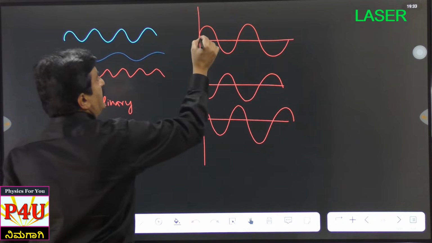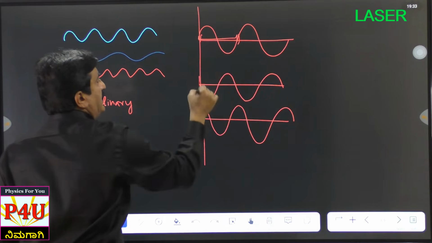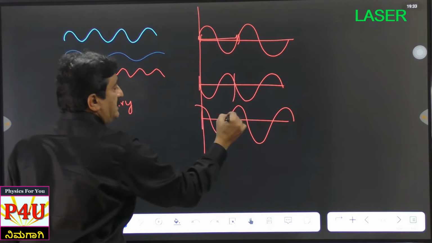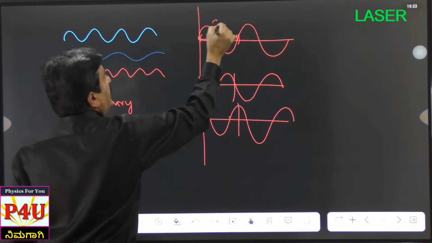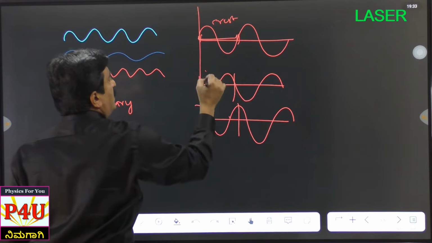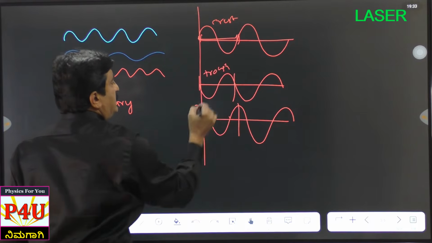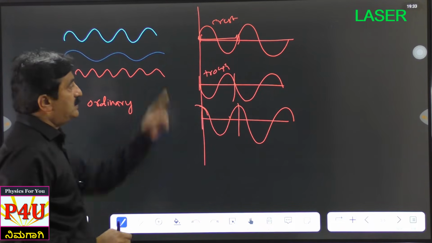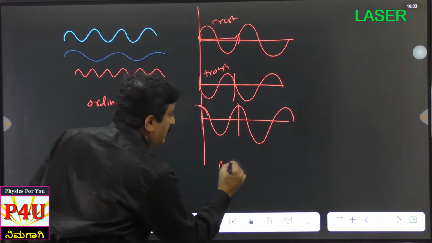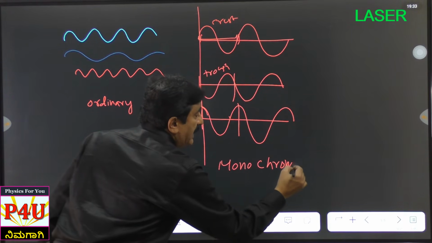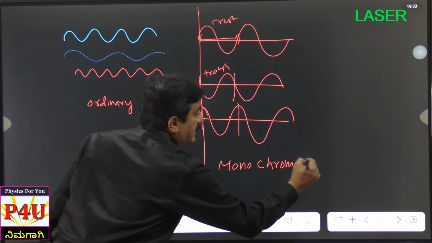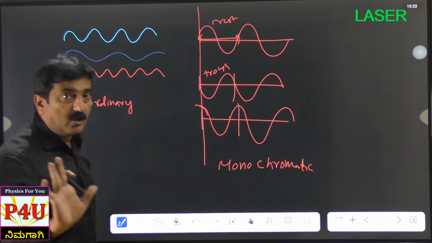See here, this length and this length are same. This length and this length is also same, but this wave is starting with the crest, and this is starting with the trough, and this is starting with partial crest. So starting points are not same. So I can at most call it as monochromatic but not laser. Monochromatic means single color but not laser. I won't call it as laser.